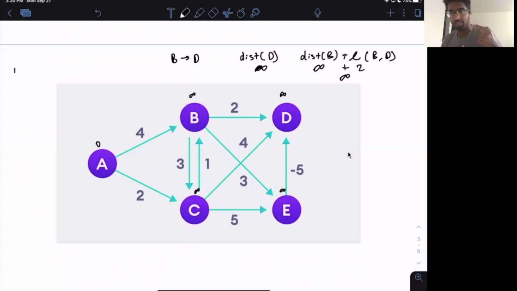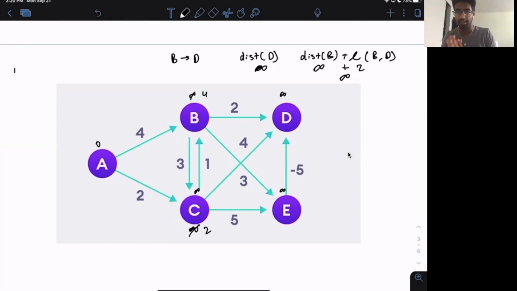But in the first iteration of Bellman-Ford, when we explore edge A to B and edge A to C, we're going to realize that edge A to B results in B's distance being updated to 0 plus 4, which is 4, and C's distance being updated from infinity to 0 plus 2, which is 2, right?